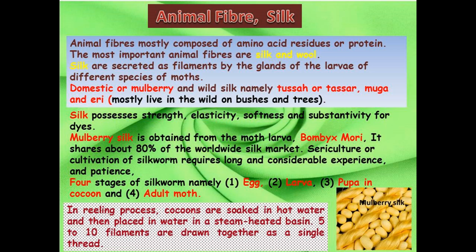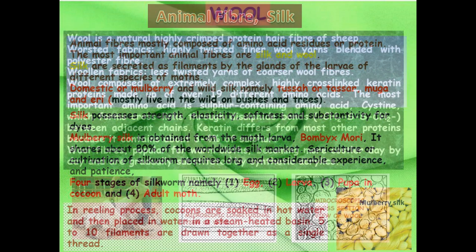Mulberry silk is obtained from the moth larva Bombyx mori. Its share is about 80% of the worldwide silk market. Sericulture or cultivation of silkworm requires long and considerable experience and patience. The 4 stages of silkworm are: number 1 egg, number 2 larva, 3rd pupa in the cocoon, and 4th adult moth. In the reeling process, cocoons are soaked in hot water and then placed in water in a steam heated basin. 5 to 10 filaments are drawn together as a single thread.